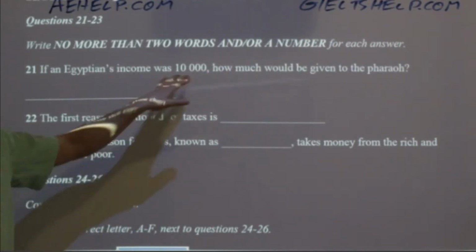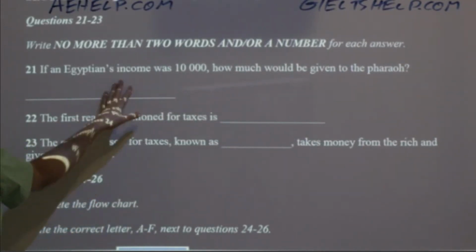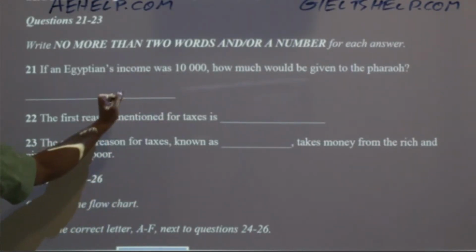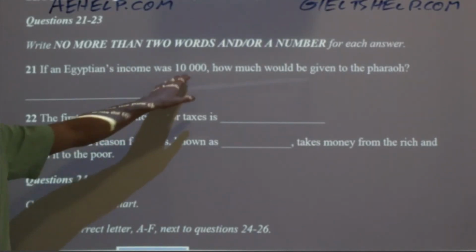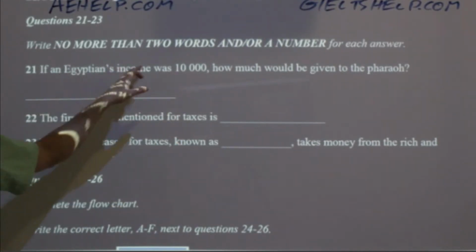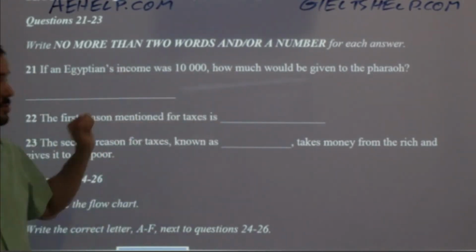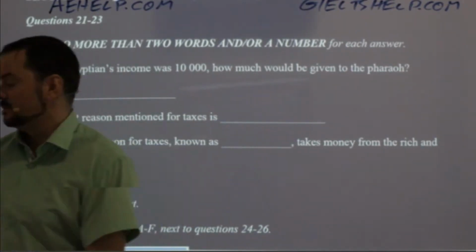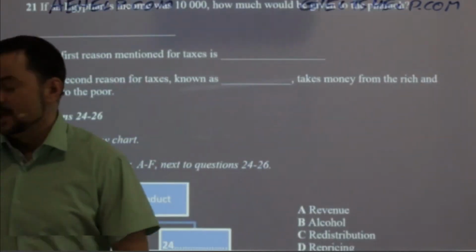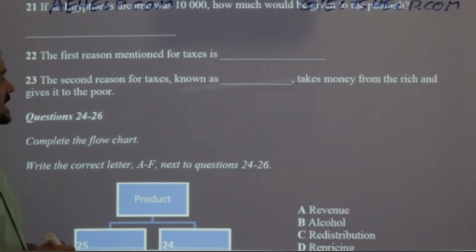It's not what percent of their income is given to the pharaoh, or how many percent are given to the pharaoh, but it's how much if it's 10,000. If an Egyptian's income is 10,000, how much? It's 2,000. Specific. You have to be specific. Okay. So the first reason is revenue.